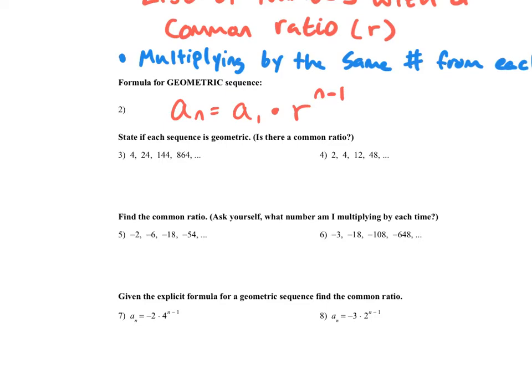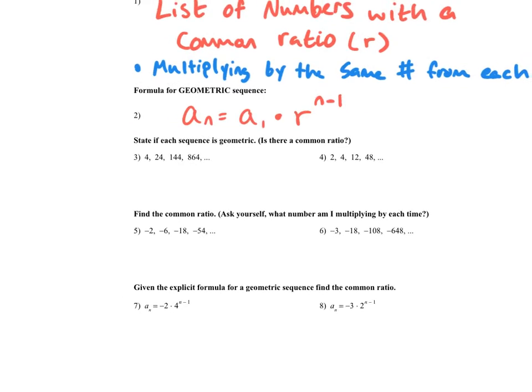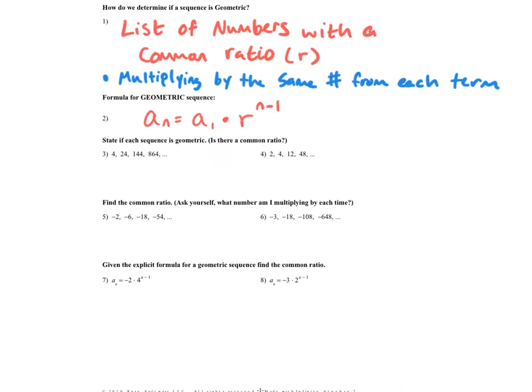Now, obviously looking in here, I'm going to give you a few definitions of what things are. A sub 1 is equal to the first term. Everybody good with that? Okay. R is the common ratio.